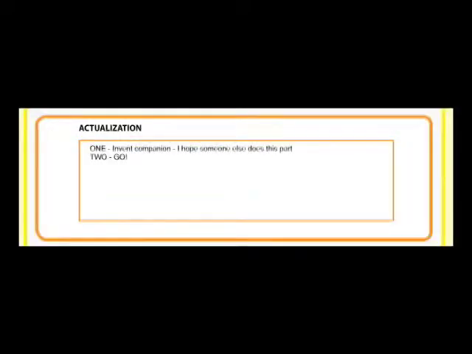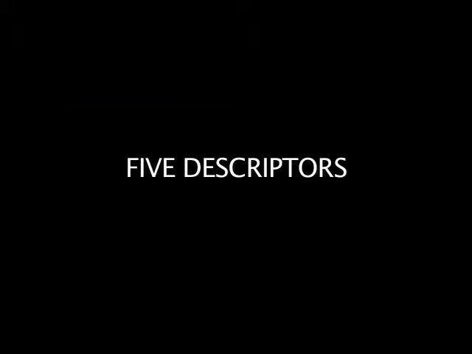Actualization is the section where sufficiently dedicated members may discuss what steps are needed to bring the utopia into existence and act upon their plan. Together, these five descriptors, images, reveries, guide, laws, and actualization, make up the public presentation of the utopia.